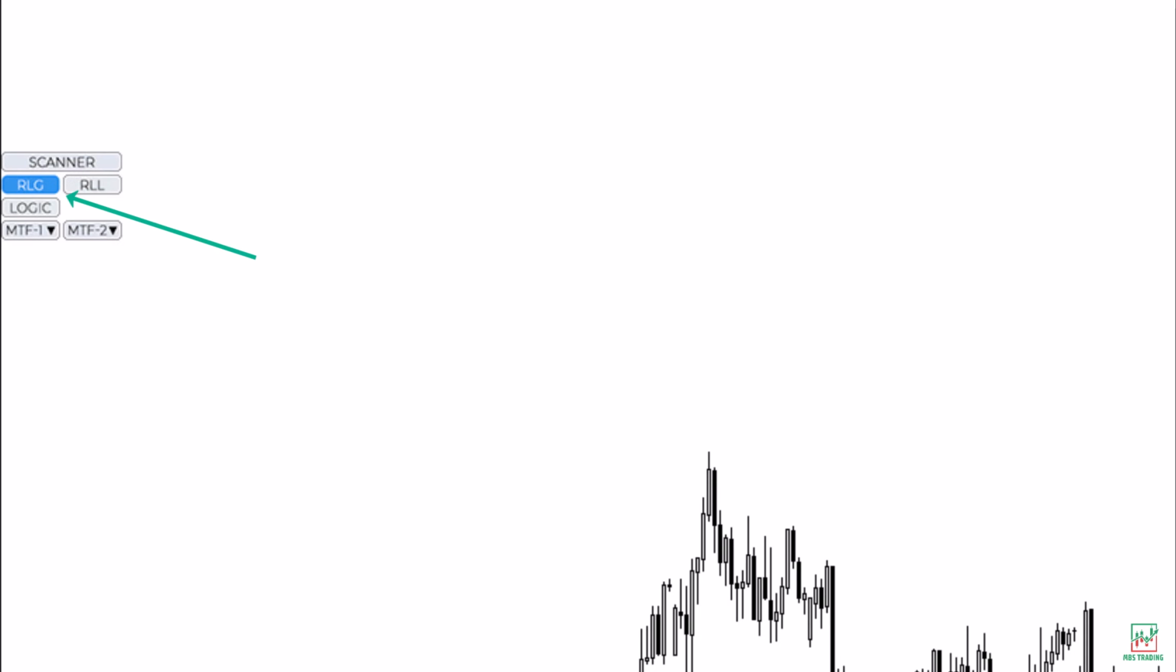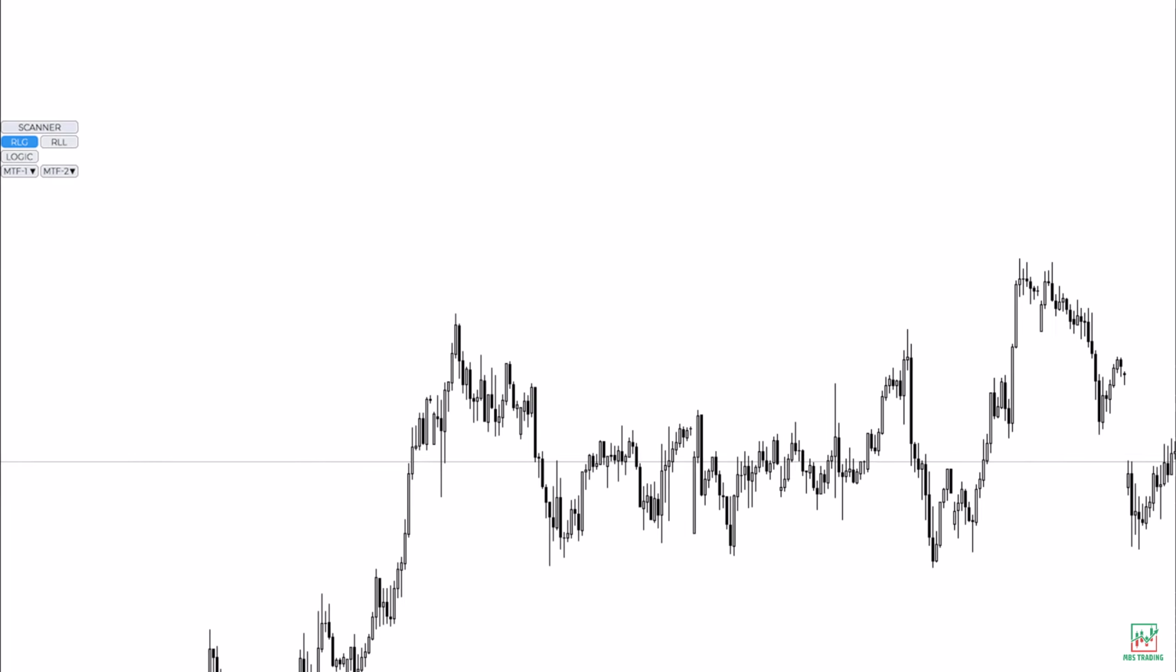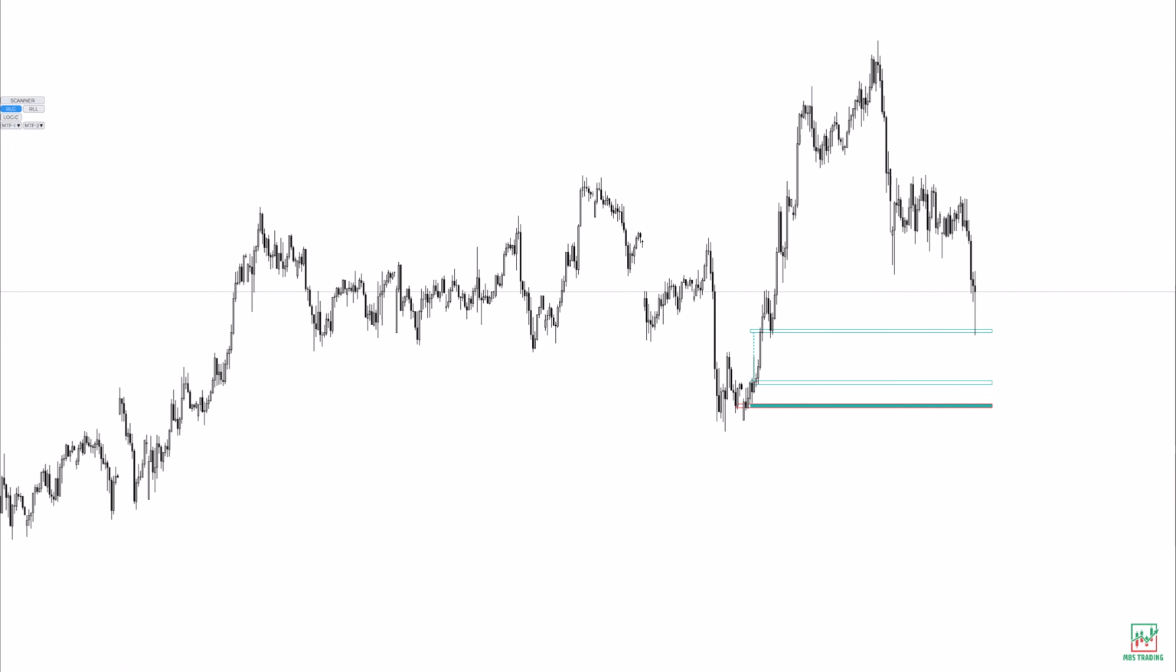RLG button. First entry. Pressing RLG, global reversal level, enables global levels on the current time frame. The indicator detects the entry of a major player who has changed the global trend direction and displays key entry zones as trading levels on the chart.